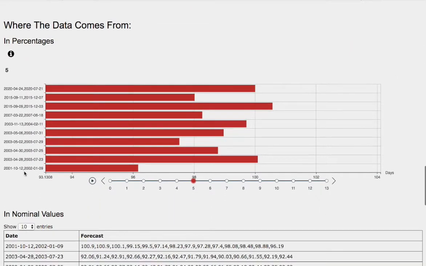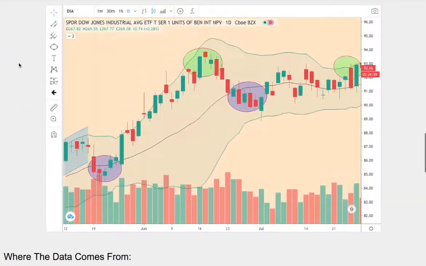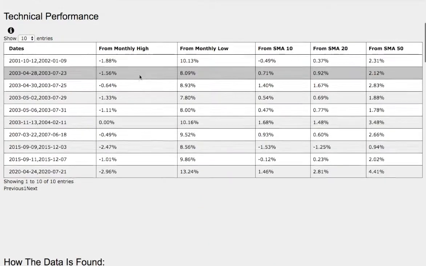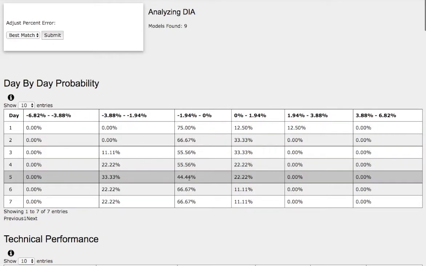So the model that we just examined was back in May 6th to July 31st, 2003. Back then, the Dow Jones was down roughly around 1%, or 1.10%. If we head back to the day-by-day probability model, that coincides with the 44% chance for it to fall between 0 to negative 2%.